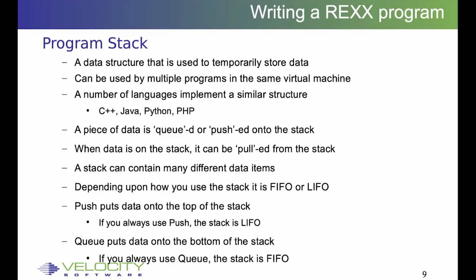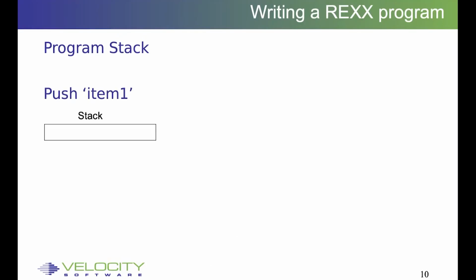LIFO is a traditional stack. It stands for last in, first out. So when you push items onto the stack, the last item on the stack is the first item off the stack. And I'm going to show how that push-pull process works.